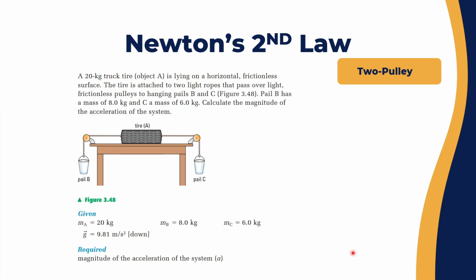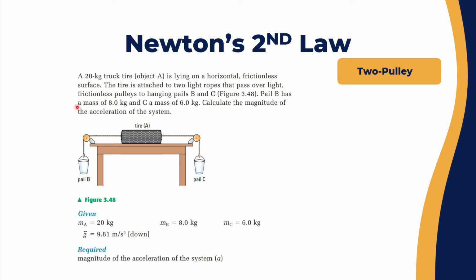Now, another system where we have not only one pulley, we have two pulleys. There are two pulleys here, and there's object B hanging over here, object C hanging over here. So we have a 20 kilogram truck tire sitting over here. That's object A, lying on a horizontal frictionless surface. There is no friction. The tire is attached to two light ropes that pass over light, frictionless pulleys to hanging pails B and C.